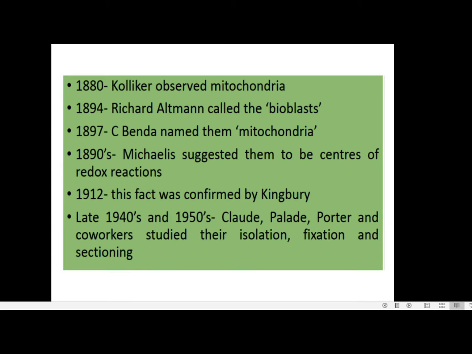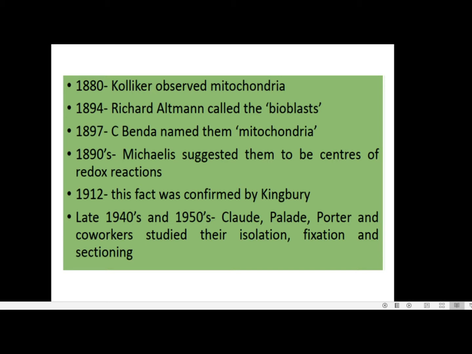Regarding the studies on mitochondria, they were first observed by Kolliker in 1880. Thereafter, in 1894, they were named as bioblasts by Richard Altman. In 1897, C. Benda named them mitochondria.